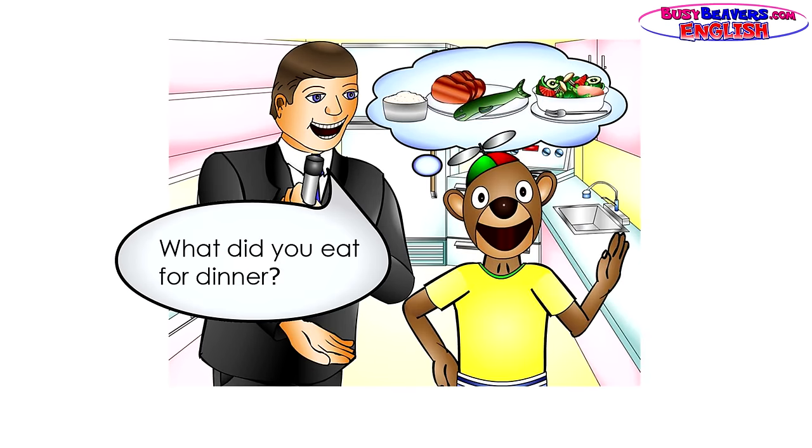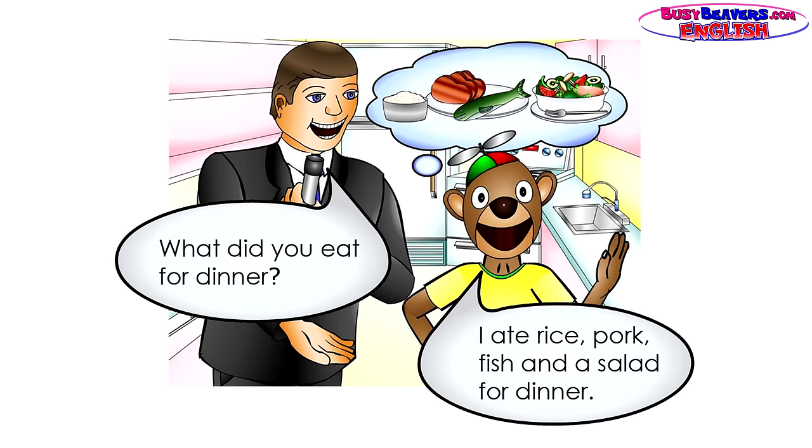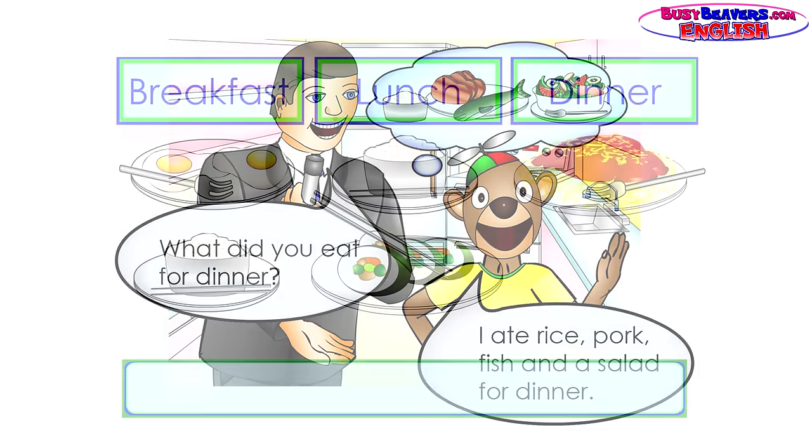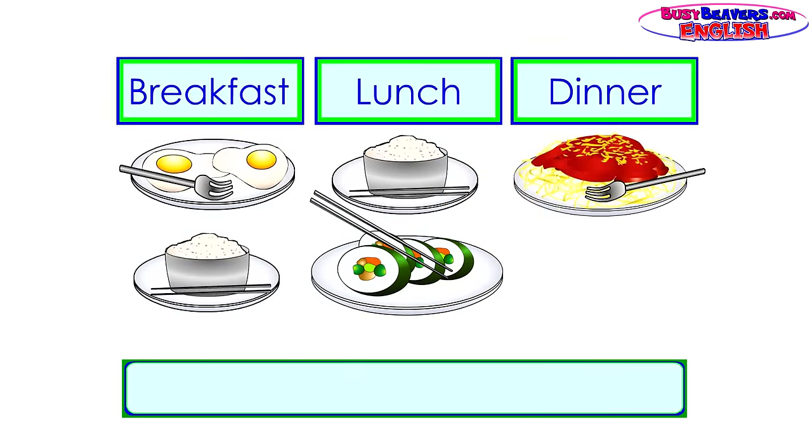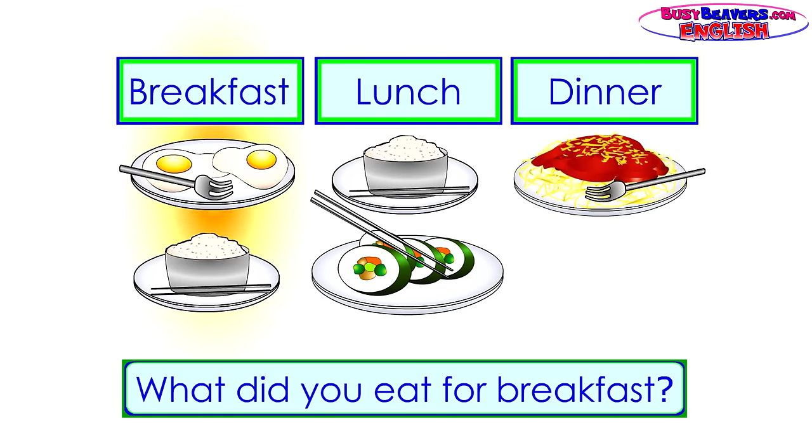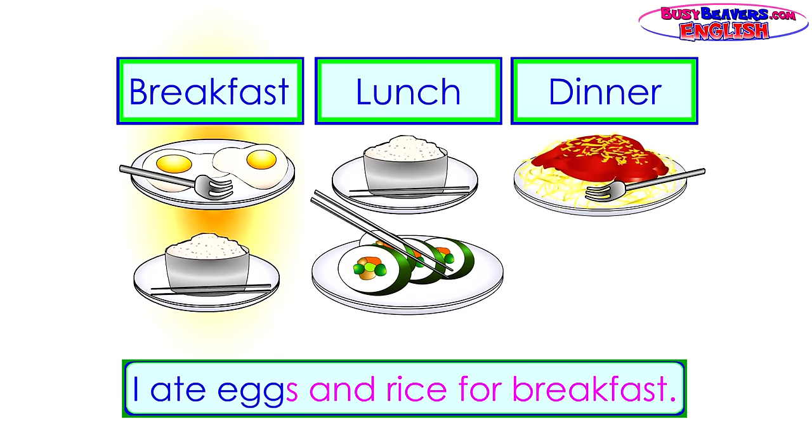What did you eat for dinner? I ate rice, pork, fish, and a salad for dinner. What did you eat for breakfast? I ate eggs and rice for breakfast.